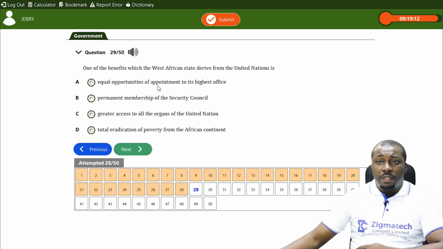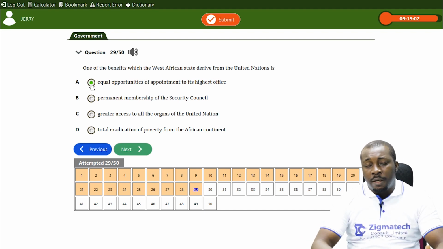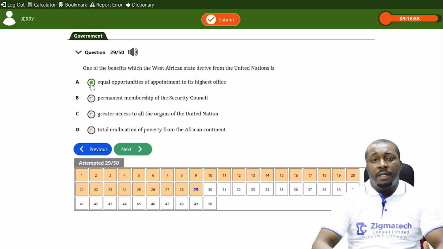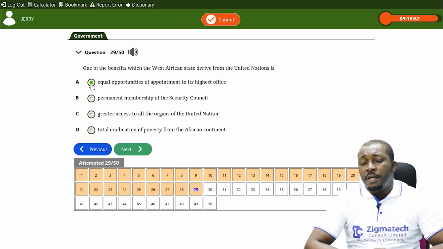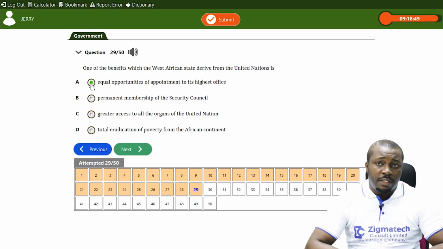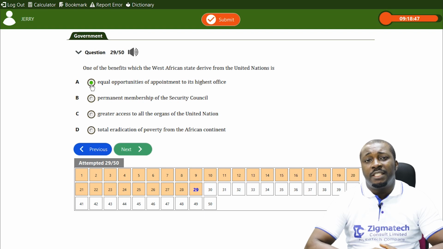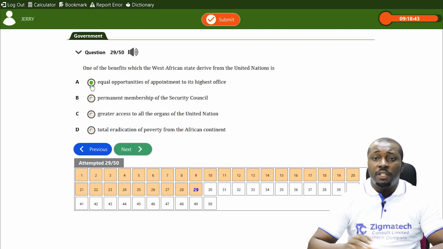Now, equal opportunities to appointment to its highest office. Yes, this is the benefit. Nigeria has equal opportunities. And Nigeria has become the chairman of United Nations General Assembly. A Nigerian is currently the Deputy Secretary General of United Nations. So a Nigerian stands the chance of being United Nations Secretary General.